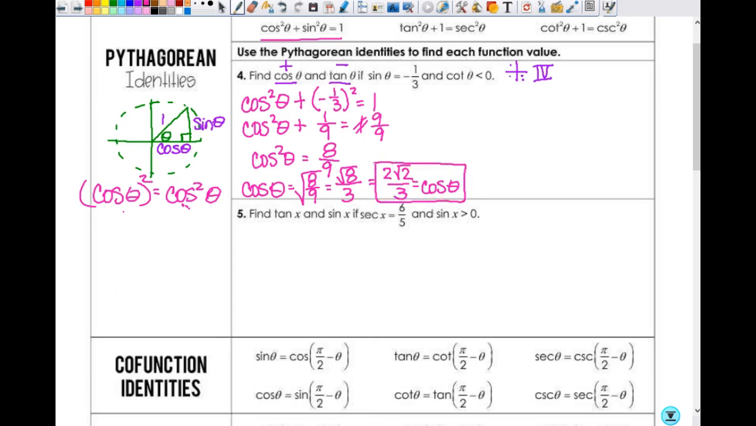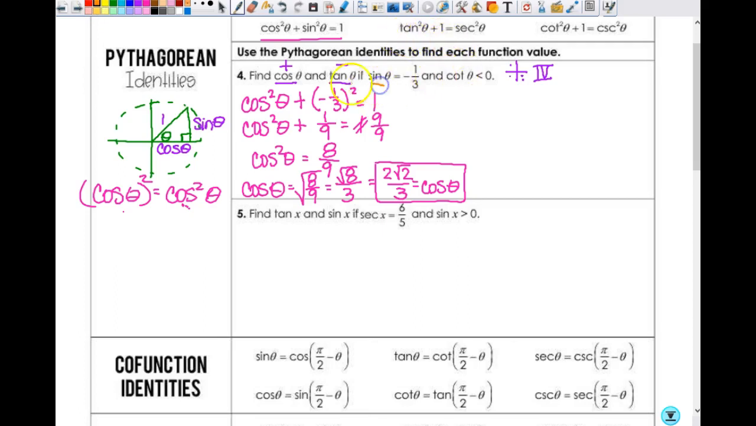Okay. Questions? You gotta be not afraid of the fractions. You gotta be not afraid of the square roots. Okay? But they're not crazy, right? They're just basic stuff that you should be comfortable with. All right, so now I gotta find tangent.